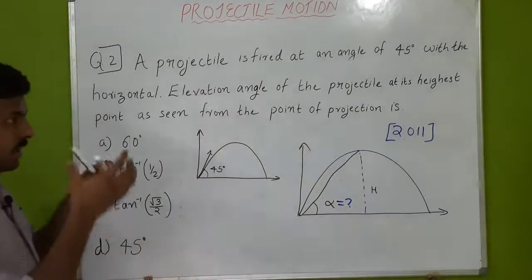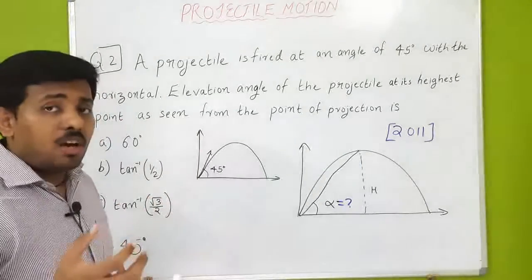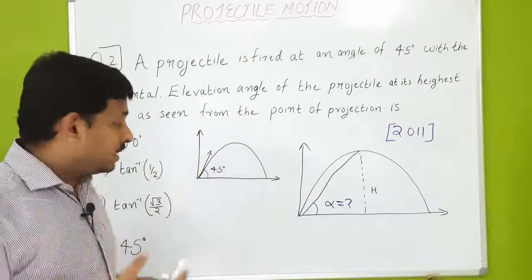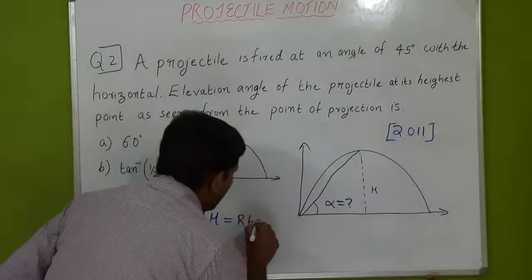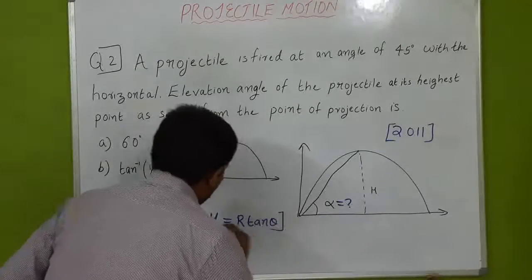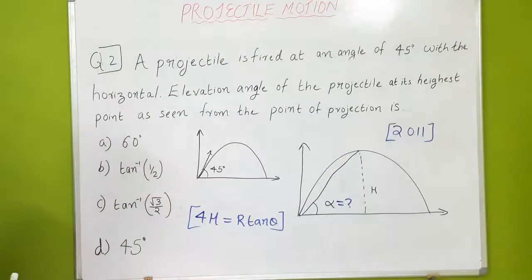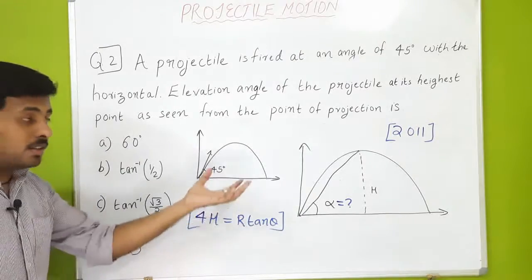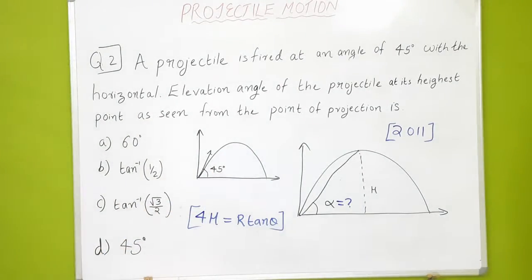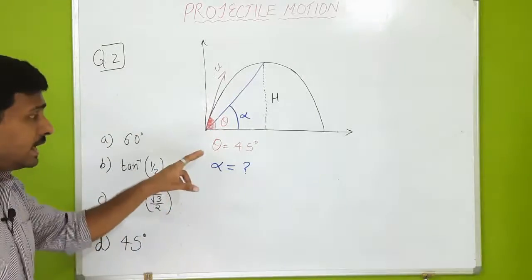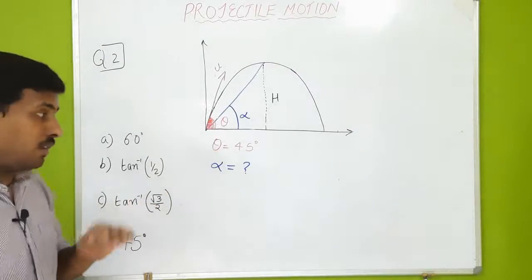Let's try this. I will give you a small hint. In the last question, we arrived at a relation. What is that? It's 4h is equal to r tan theta. We can use this relation to obtain the answer for this question. So this is a hint. Using this relation, find the answer to this question. Please try it. The angle of projection theta is given as 45 degrees, and we have to find the angle of elevation, that is alpha.